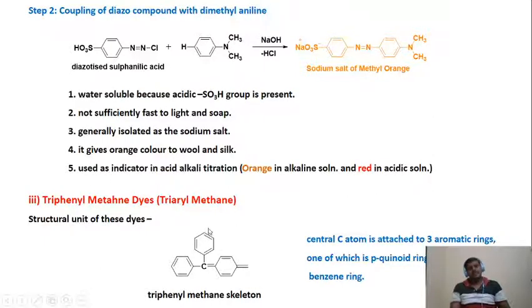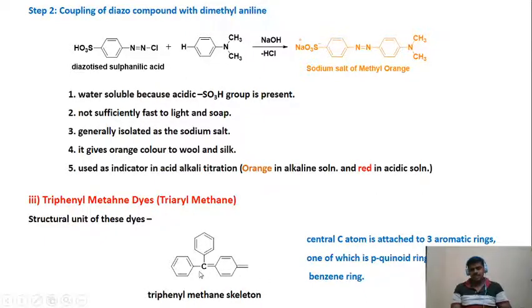Now the next class is triphenyl methane dye. So this is the structure of the triphenyl methane skeleton. Dyes which contain this skeleton come under this class, that is triphenyl methane dyes. Here the spelling mistake is there. Methane should be written like this. Now we are going to see some details about the structure.